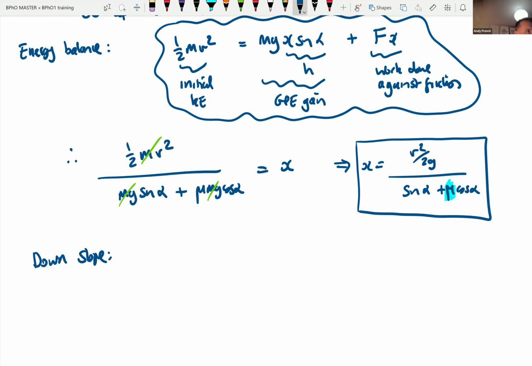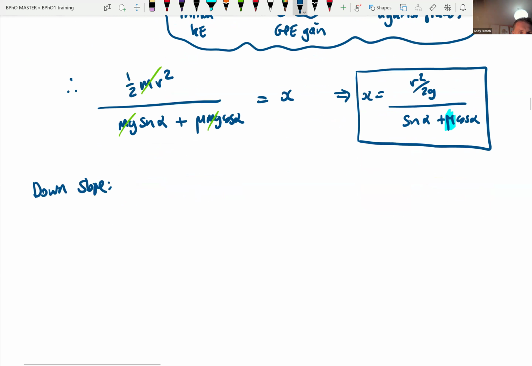Okay, now all I need to do is another picture. So let's define this. Here we go, let's just draw that all again. Here's where I start off. Let's have my purple object, and it ends up down here. We've got the same forces, but now friction is acting this way. It opposes the motion. We've got a velocity at the bottom.